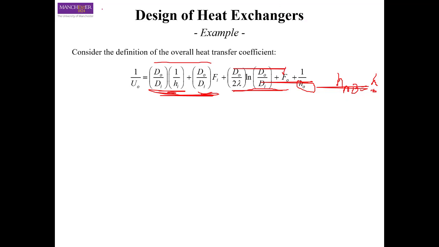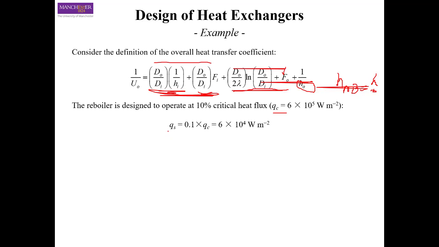Now to find the value of NB, we need to know how much heat is being transferred, or what the heating load of the reboiler is. We know from the question that we are given the critical heat flux, and we are also told that we are operating at 10% of the critical heat flux. As such, we can calculate our operating load. So our operating load is QS equals 0.1 times QC, and we get a value of 6 × 10 to the power 4 watt per meter square.